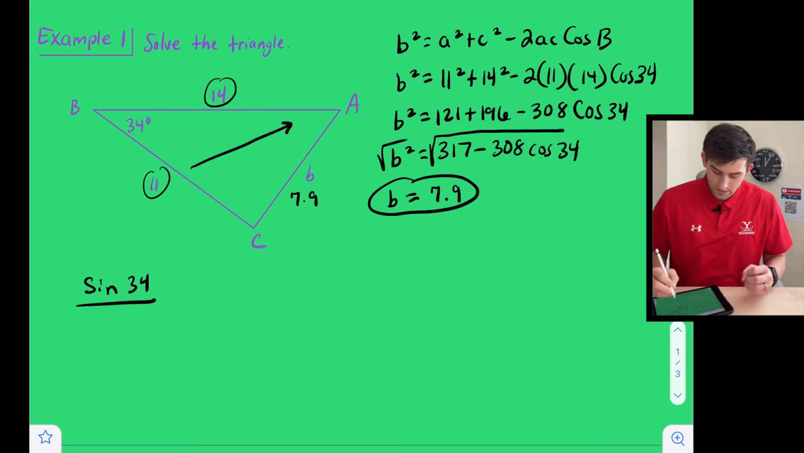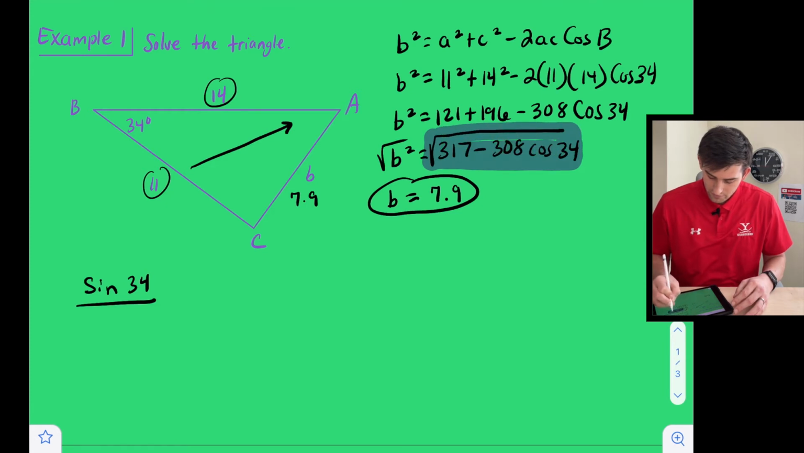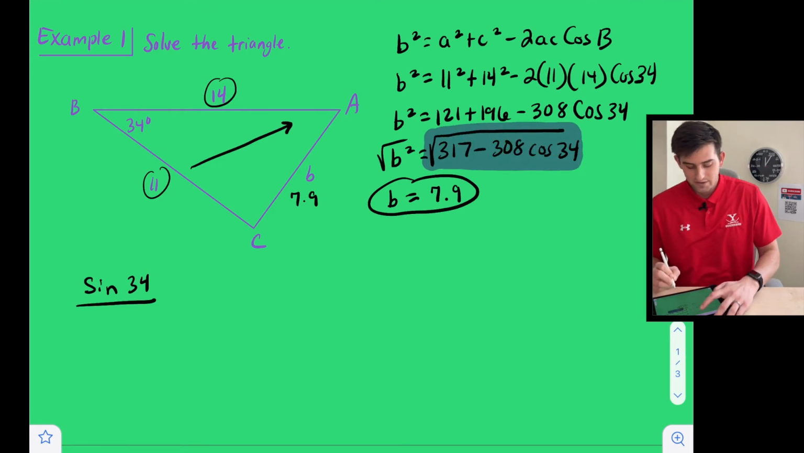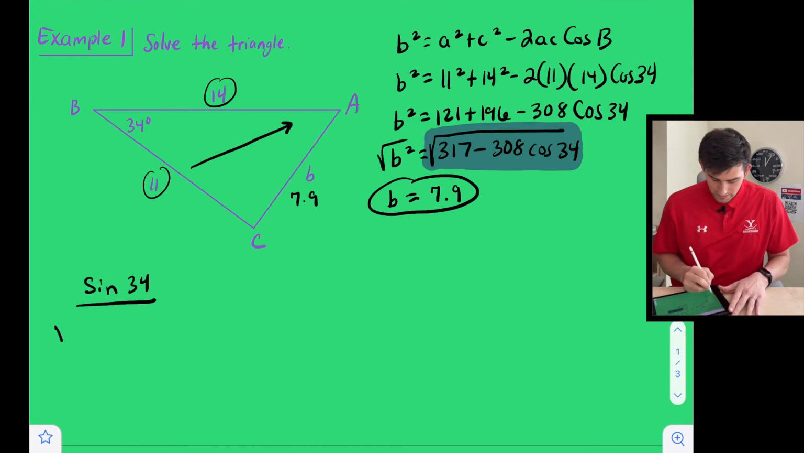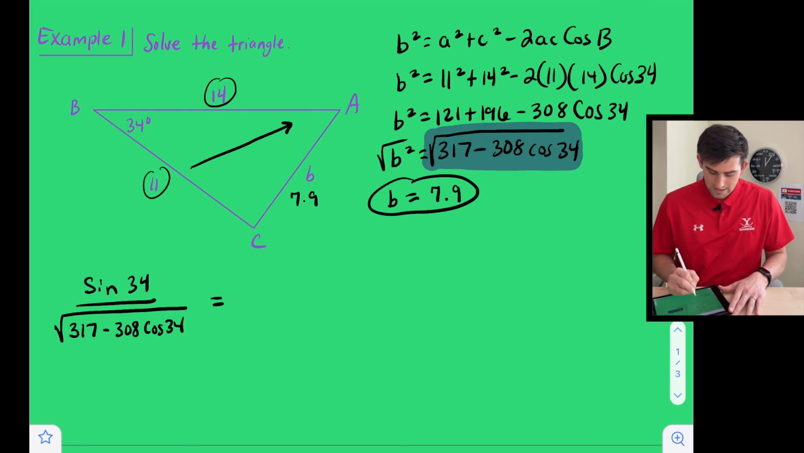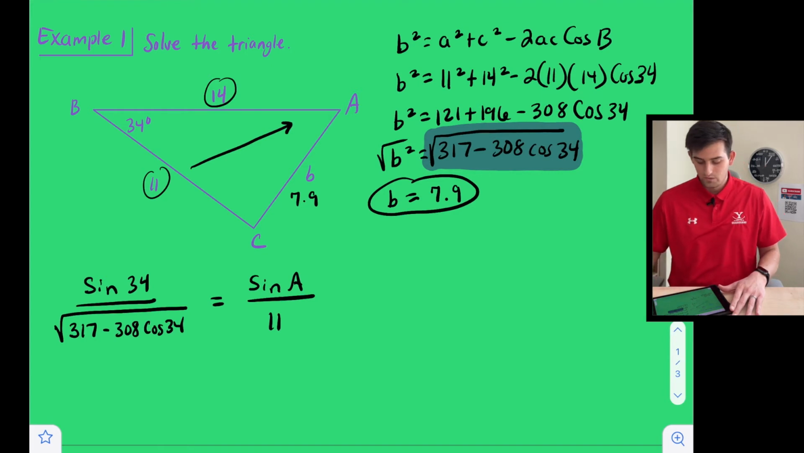But really, what we should do is the square root of 317 minus 308 cosine 34 to get us our most exact answer. So down here, instead of putting 7.9, I'm going to put the square root of 317 minus 308 cosine of 34 equals, and now I'm going to do the sine of A over 11.